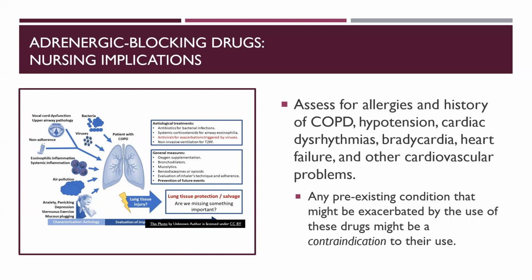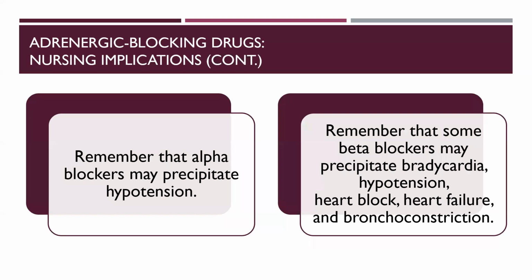So then the doctor might say, okay, I'm going to switch them to atenolol instead. And it's going to have the same effect for the patient. It's just going to be better. So that way I'm not causing a future problem. So that's why we push so much on knowing what these side effects are. So remember that alpha blockers may precipitate hypotension, so you're watching for that hypotension. And that beta blockers may precipitate bradycardia, hypotension, heart block, heart failure, and bronchoconstriction.